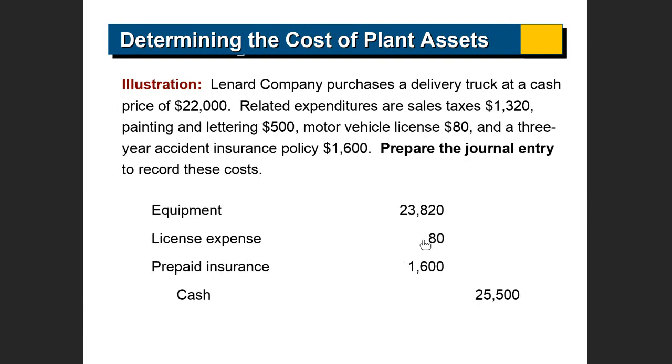The $23,000 equipment goes into the long-term asset, property, plant, and equipment. This $80 goes into the income statement as an operating expense. You're all familiar with these sections of the financial statements. Prepaid insurance goes into assets. Which type of asset? Current assets. Very good. Excellent.